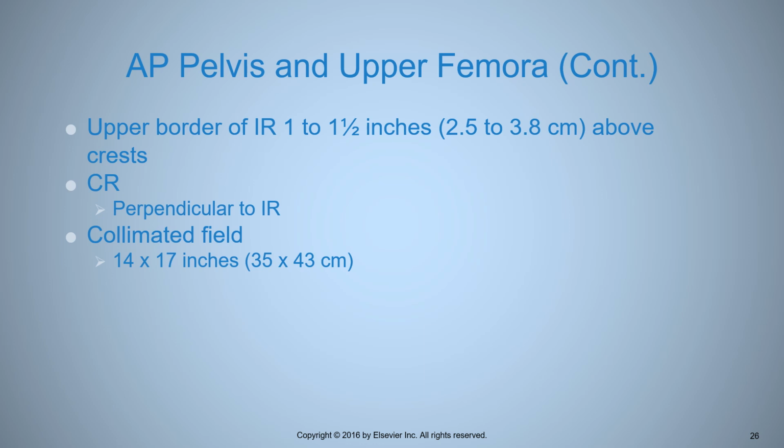You can do the same thing in a trauma pelvis situation. Just knife down and palpate the cassette too, and compare it to where you're palpating the iliac crest. Okay. So set your central ray perpendicular to the IR.